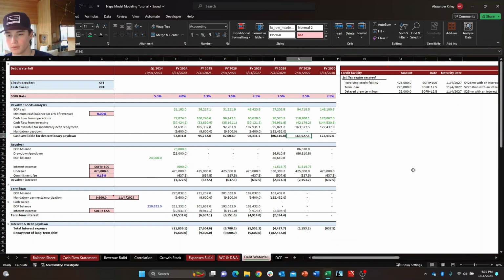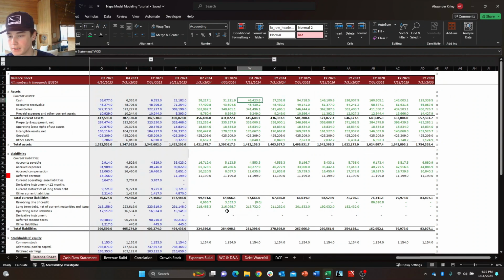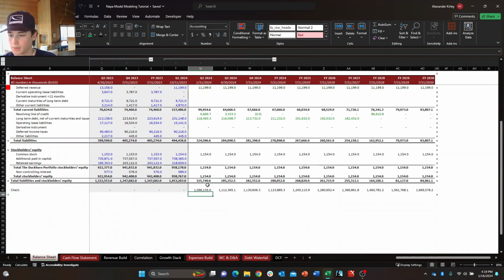Now that we have our debt waterfall finished, let's start balancing our statements and our balance sheet itself. Now I don't expect this to balance perfectly the first time, however that's what we're going to be striving for. There may be a little bit of difference because of how we did the debt and the interest itself, but it should be very negligible. Okay, so let's get into our statements here. So at the moment we see we have our check is significantly off, right?